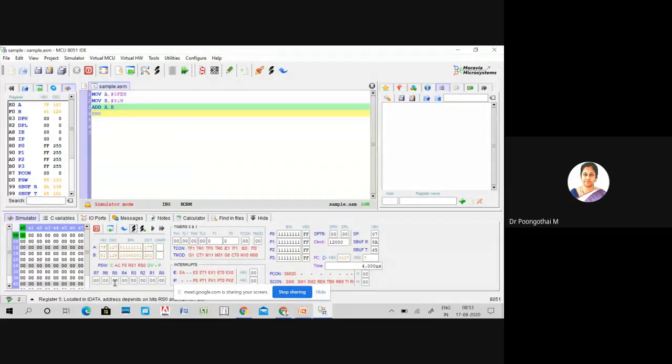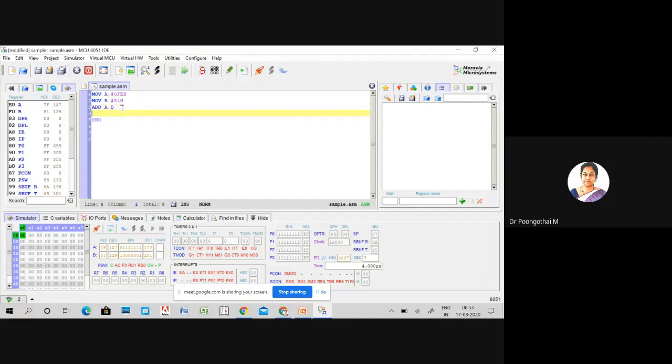What is the answer now? Your accumulator answer after addition is 7F. Here you can see that your carry flag is set to 1, overflow flag is set to 1, and parity is set to 1. So this is the indication of the overflow flag. Your result is exceeded, that is, your result is out of range of an 8-bit signed number. To get the original value, you have to take 2's complement again.